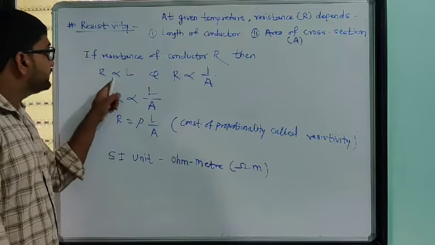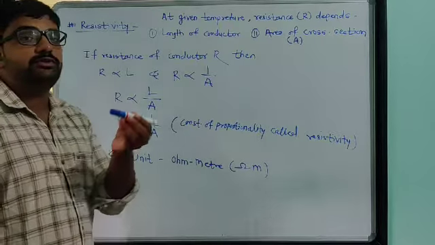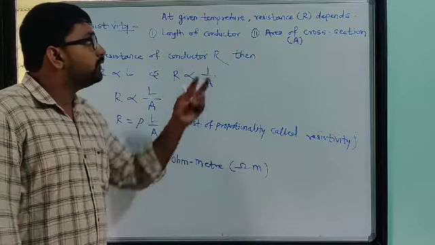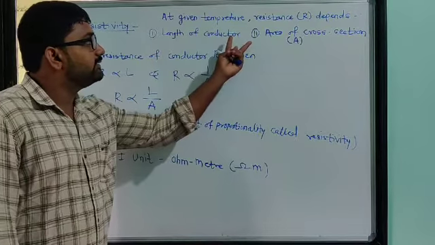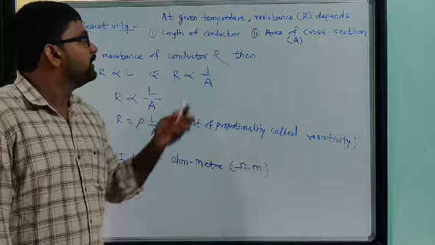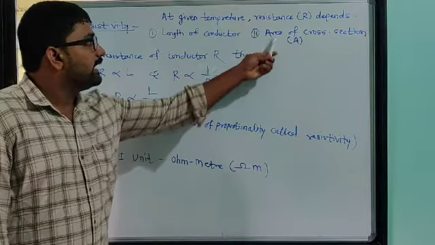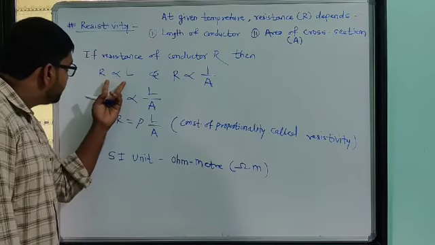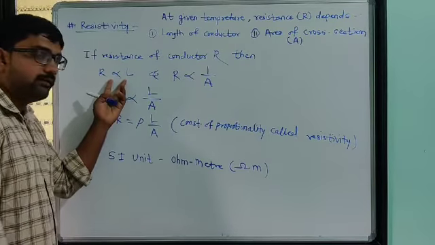That resistance is directly proportional to the length of the conductor. Look at two factors affecting the resistance of a conductor: the length of the conductor and the area of cross section. Now here there is a direct relation between resistance and length of the conductor.